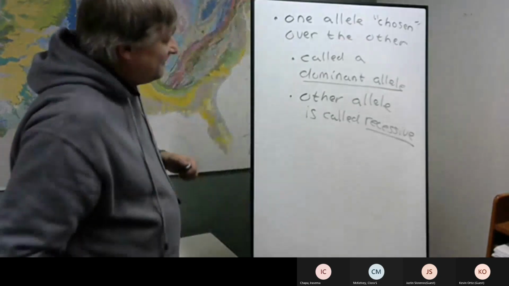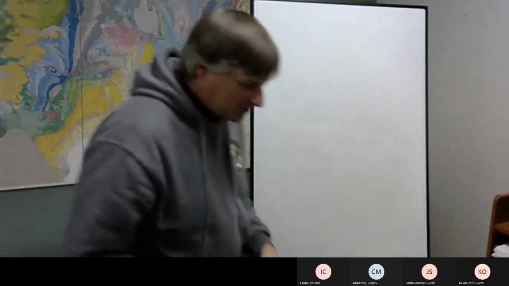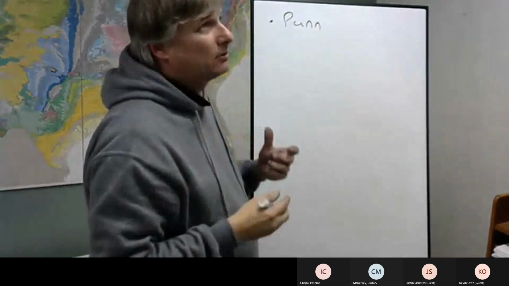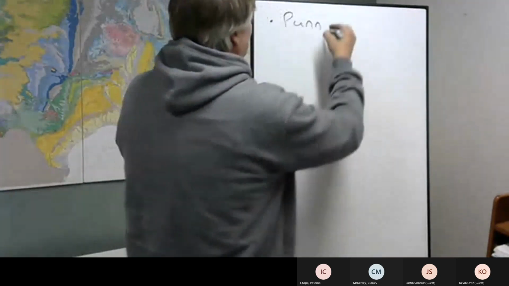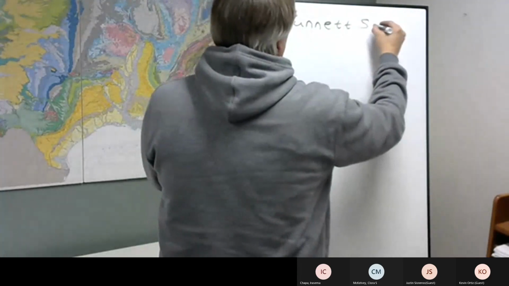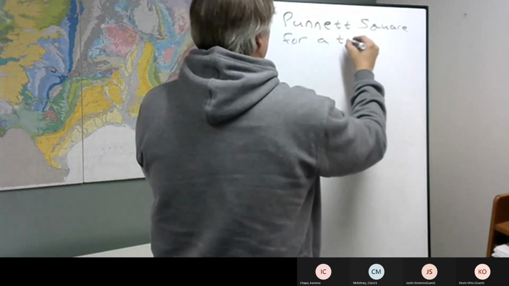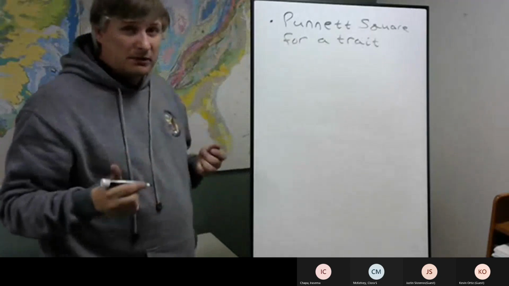So the way a Punnett square works is this. And this is going to be a Punnett square. Let's see how they word it here. You use it often to try to figure out what trait's going to be expressed by the cells. All right, so it's going to work like this.